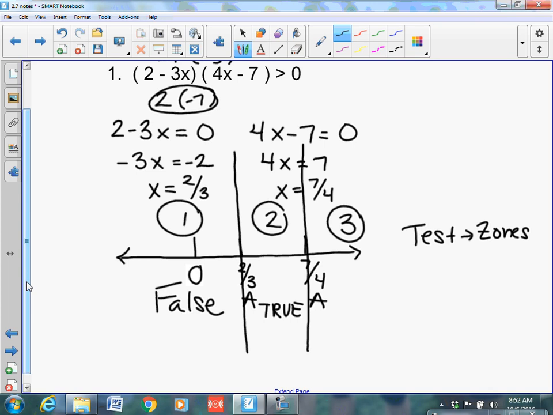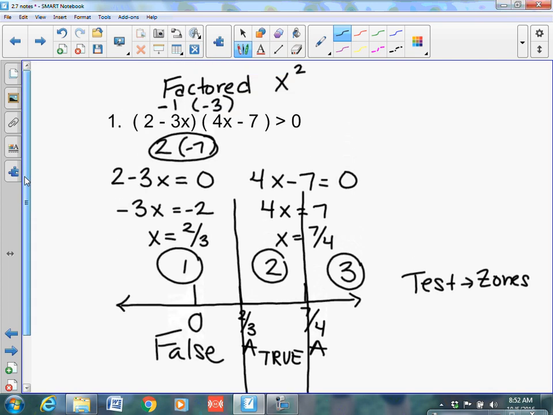And the last one, what's a number greater than 7/4? That's almost a 2, isn't it? So isn't 2 on the right side? I could do 2, I could do 3, I could do 4, I can use any number past the 7/4 marker. I'm just going to use 2.